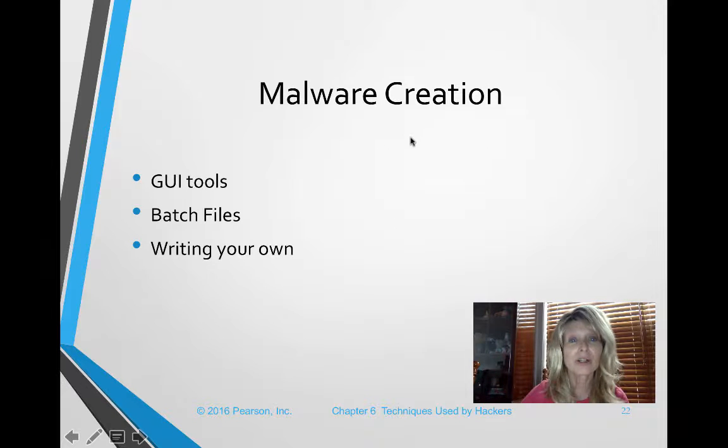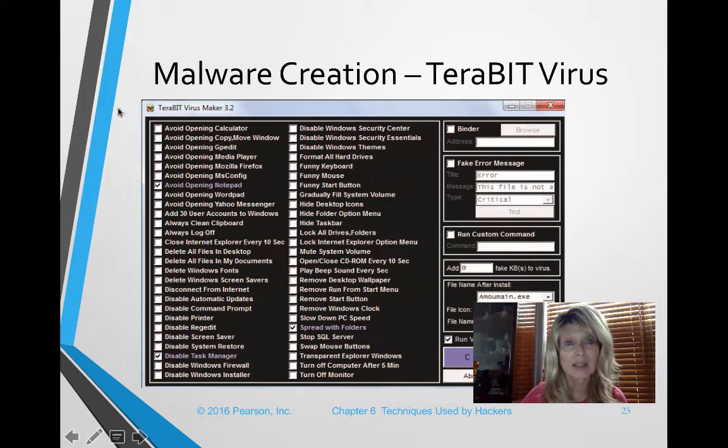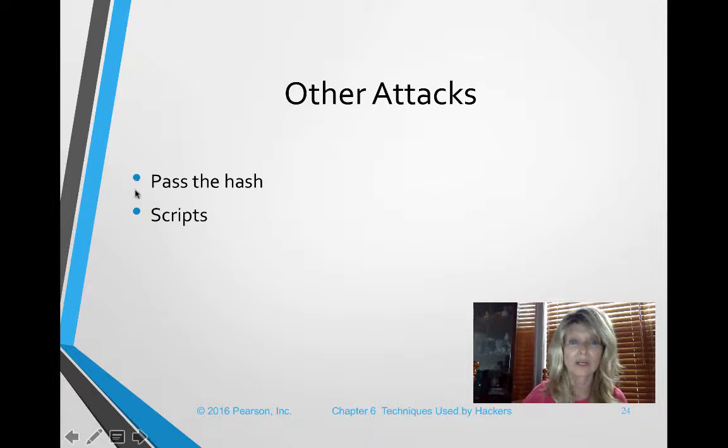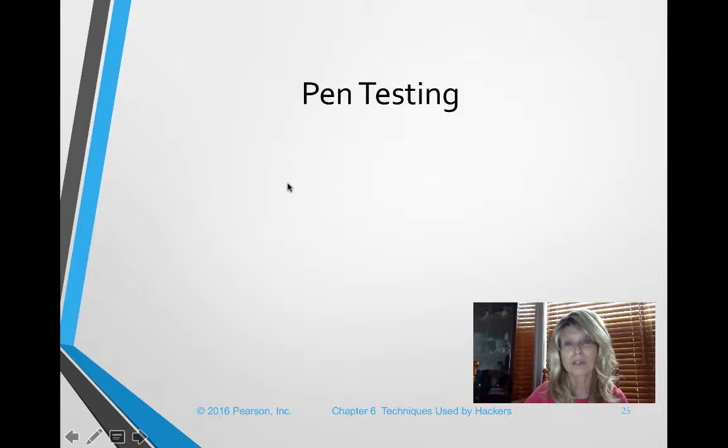Okay, there is in your book a software to show you how you can actually create your own malware. I'm not going to show you how to do it, but it's out there on the internet, and the point is that it's very easy to create your own viruses. I think it's called Terabit Virus Maker. You set a few parameters here, and voila, create the virus. That's something you can do on your own time if you want to. Other attacks are scripts and pass the hash, which is kind of like a way to crack passwords.